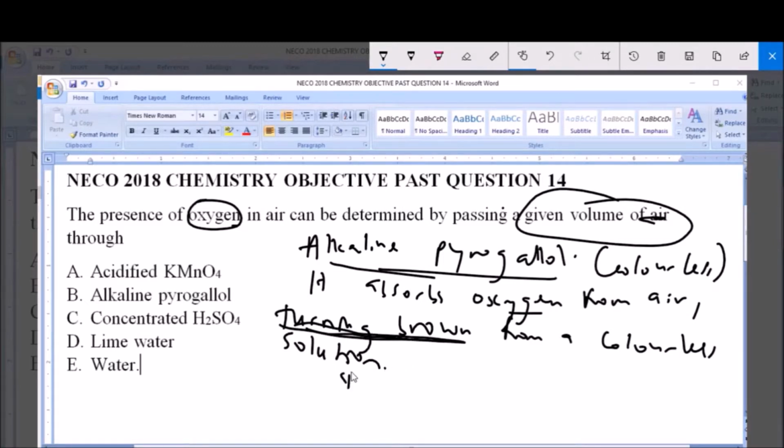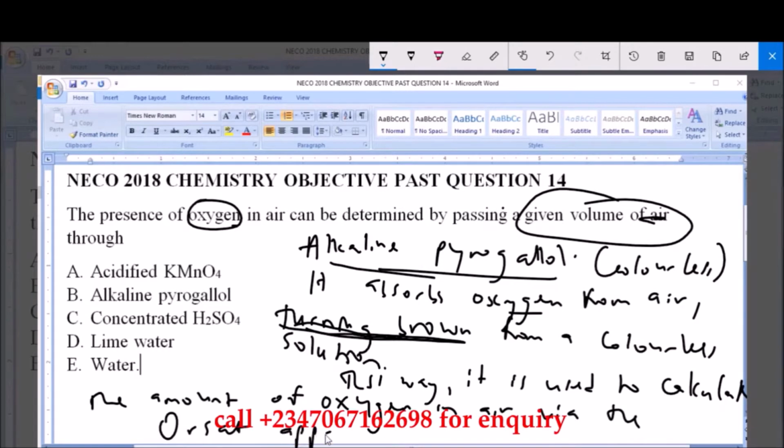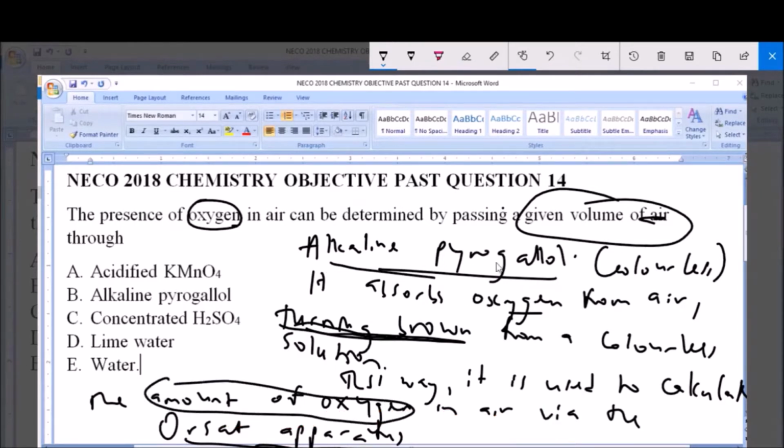Now this way it is used to calculate the amount of oxygen in air via the Orsat apparatus. Okay, so this is just something you may take note of. The Orsat apparatus is used to calculate the amount of oxygen in air using this alkaline pyrogallol. But from the question as it asks, we are just asked what can be used to detect the presence of oxygen in air. So as we have rightly established, alkaline pyrogallol, which is option B, is the correct answer to this question.